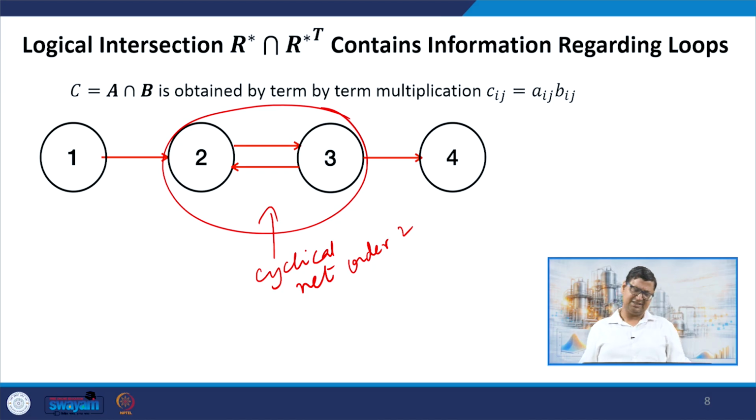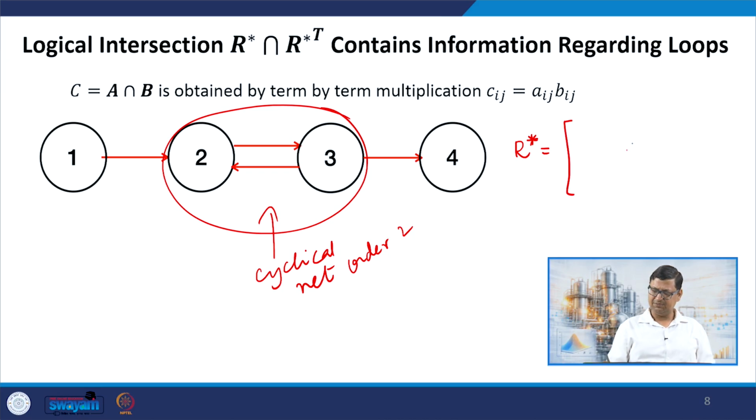matrices, right? So in this case, of course, I can compute R star in the traditional way, R plus R square plus R cube and so on, but let me simply make it by inspection. So R star gives me whether I can reach from one vertex to the other or not, right? So let's say 1 to 1. Can I go there? No, I can go from 1 to only 2. I cannot come back.